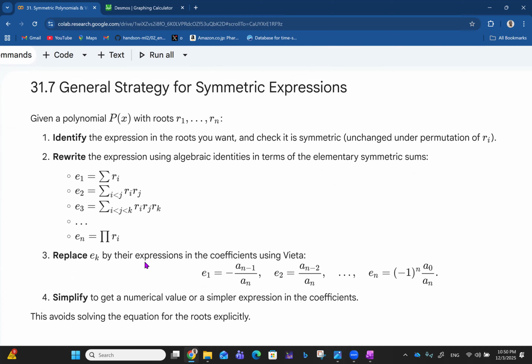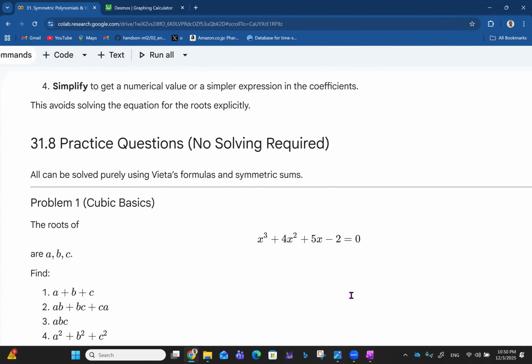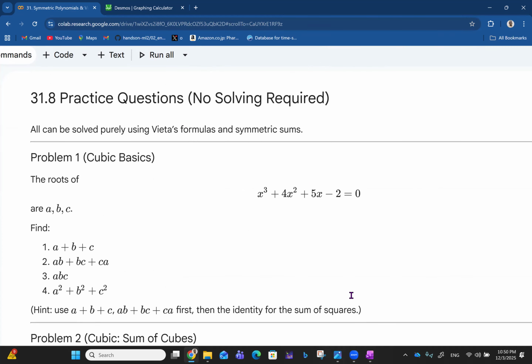You can then replace Ek by the expressions in the coefficients using Vieta, like E1 is minus A(n-1) over An, E2 is A(n-2) over An, then En is minus 1 raised to n times A0 over An. Then simplify to get a numerical value or a simpler expression in the coefficients. This avoids solving the equation for the roots explicitly. So the whole idea of symmetric polynomials and Vieta is simply telling us that you don't have to solve a polynomial to be able to do whatever else you need to do.